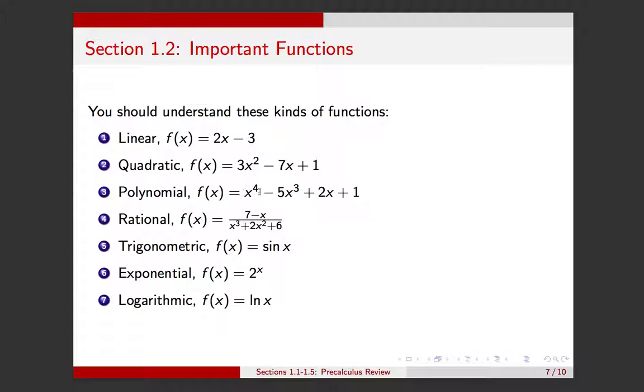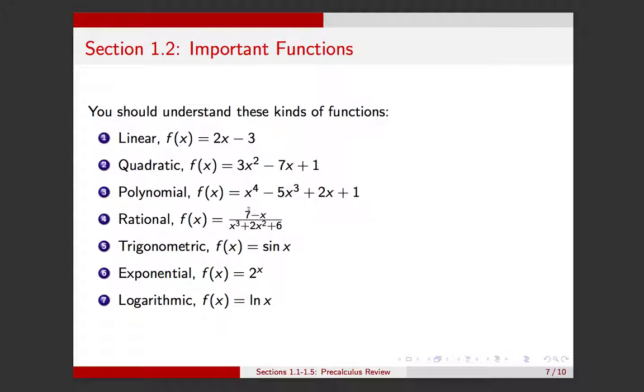Polynomials, so functions where there's no cap on the power. So quadratic means the highest power is 2. With a polynomial, you could have an x to the 100, x to the 2 billion, whatever. So linears are really specific functions, as are quadratics. Both these two kinds of functions are examples of polynomials, okay? So polynomials are a really broad class of functions. It includes the linears and the quadratics.